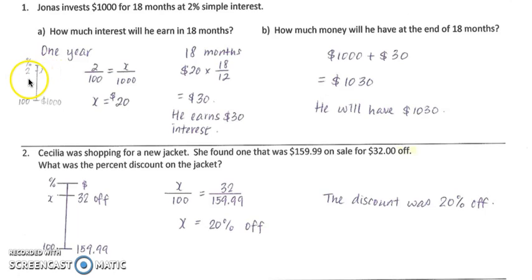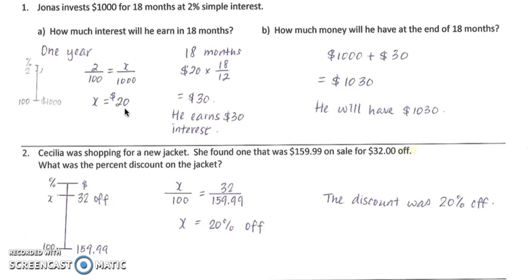So if you need a diagram, 2% is 2 compared to the whole of 100. The whole on the investment side is 1,000, and we match the part as x. So 2 over 100 is the same as x over 1,000. Multiply 1,000 on both sides of the equation. 1,000 times 2 divided by 100 is $20. This is the interest in 12 months.